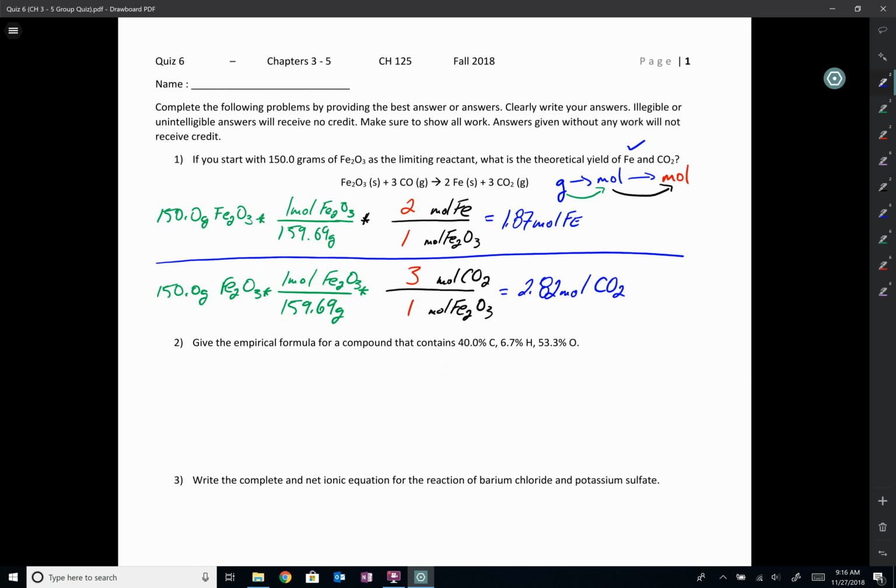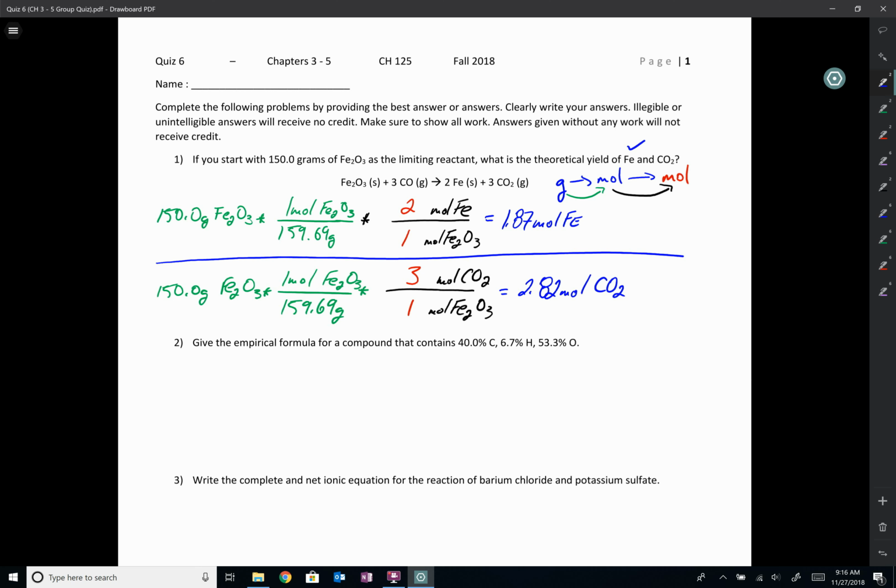There it is. A very standard, common, and important conversion to be able to accomplish, right? Convert grams of starting material into grams of product. Identify your limiting reagent, and then use that to figure out theoretical yield.